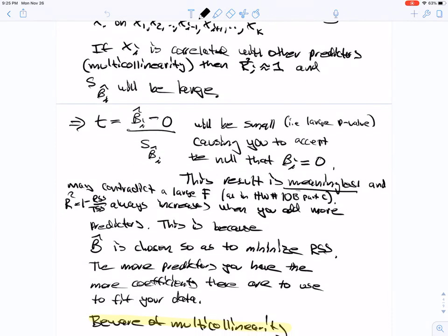Notice that when you add more and more predictors, you'll always make your R squared greater, but you increase the chance of multicollinearity happening. So you want to have as many predictors as you can so that R squared is large, but avoiding multicollinearity.